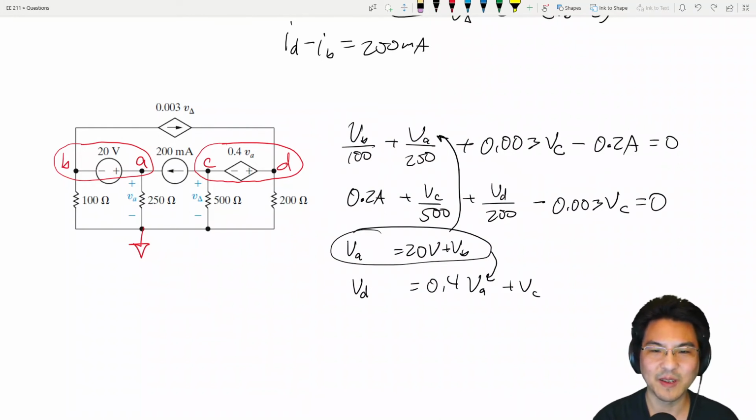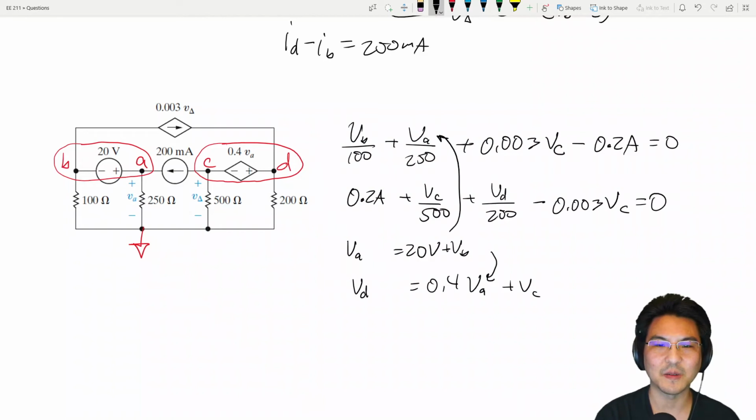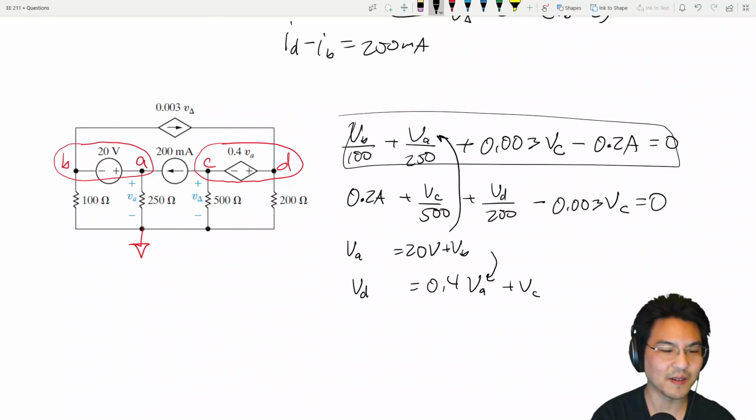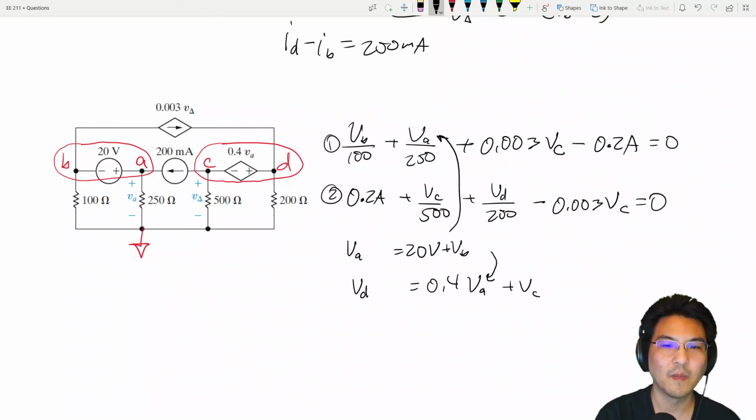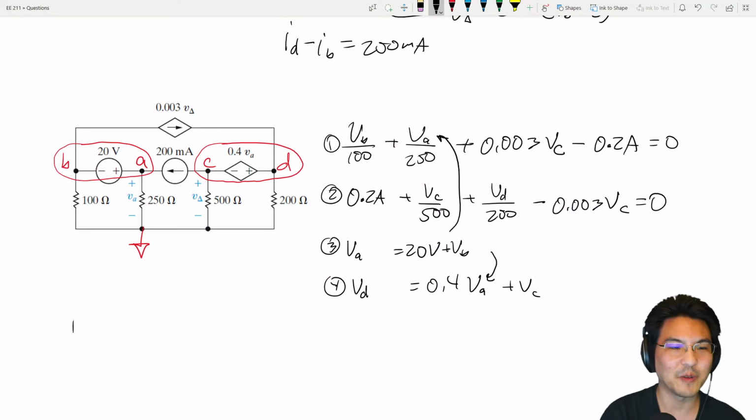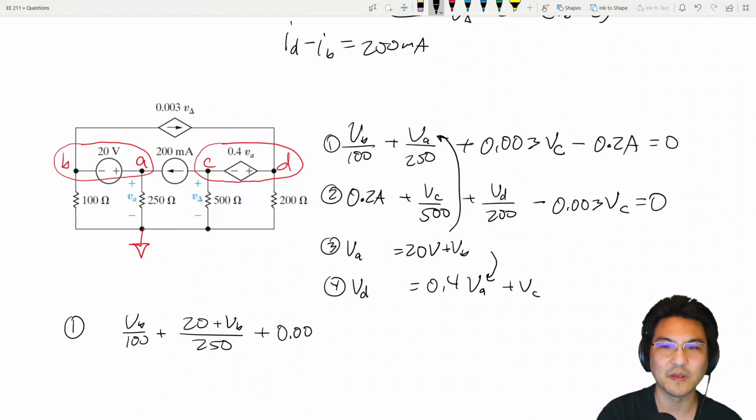I'll just write those out. Okay, so let me rewrite this equation here. Let me label them. Okay, so let me rewrite equation 1. So VB over 100 plus VA, which is 20 plus VB over 250 plus 0.003 VC minus 0.2 equals 0. Okay, and then equation 2.